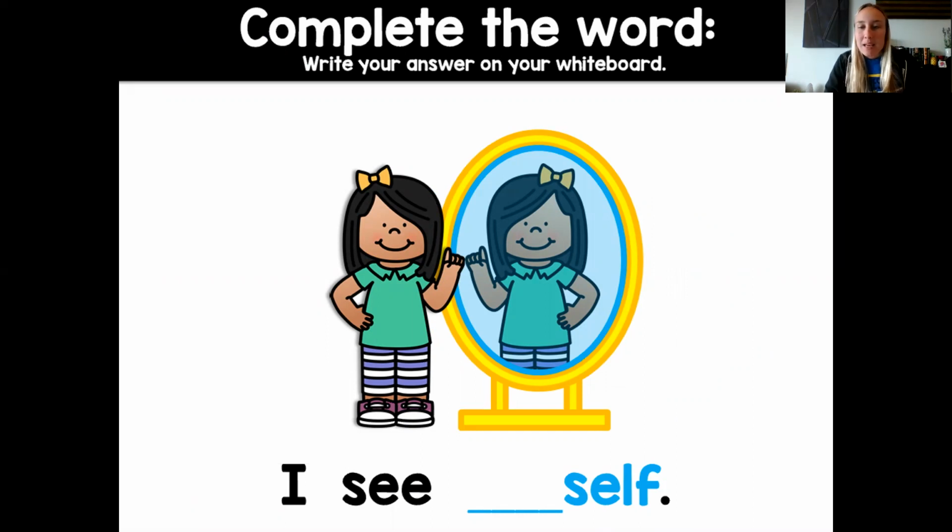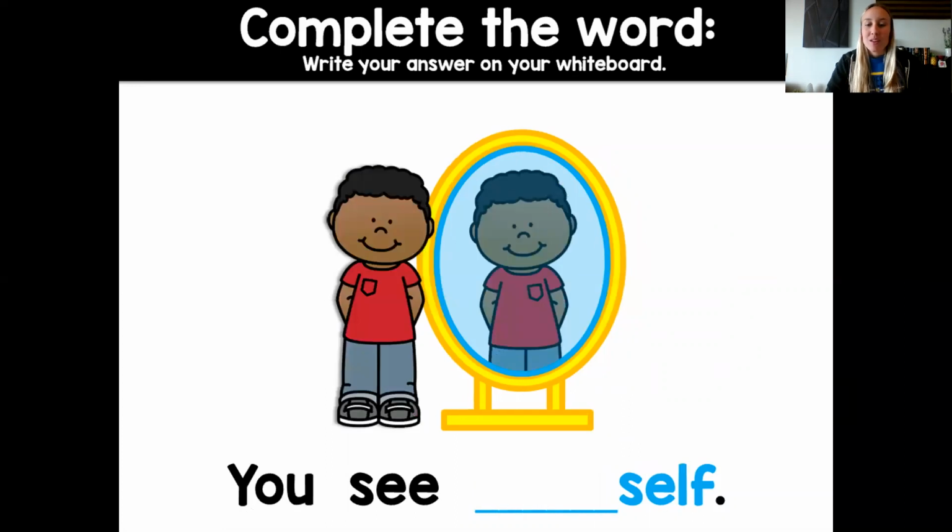I see blank self. What letters do we need to put here? What word needs to go here to complete this word in blue? When I look in the mirror, I see blank self. Hopefully you put my. I see myself. What word should go in this blank? You see blank self. How could we complete that word? Did you say or write down your? Hopefully you did. The correct word here would be, you see yourself.